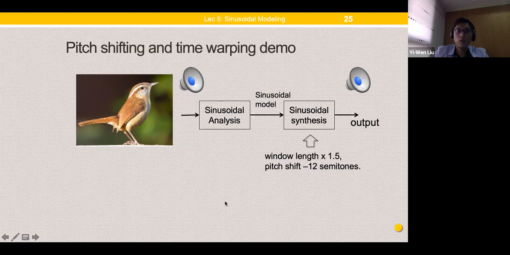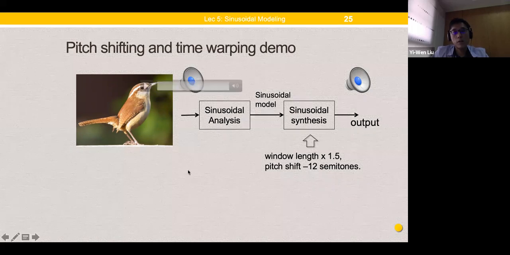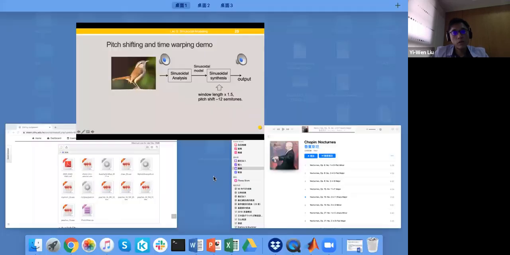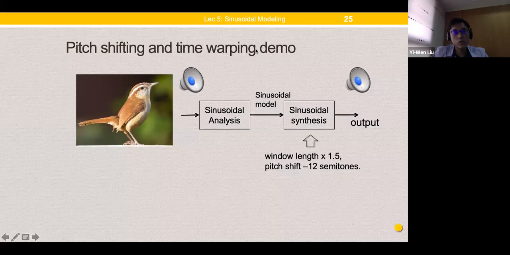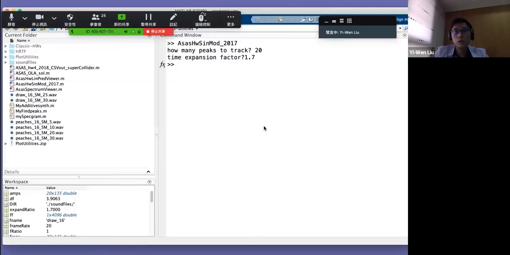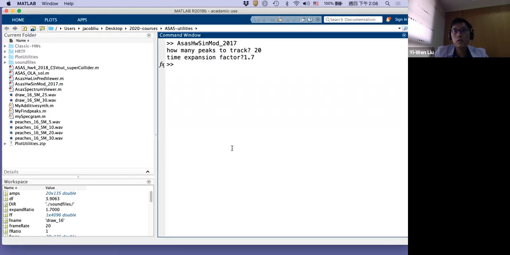Okay, so that's all I want to say as an introduction to sinusoidal modeling. Any comments, any questions, anything unclear? I'm running out of time slightly, right? Oh, not yet, actually. I'm doing fine. We have time for maybe 2 questions.